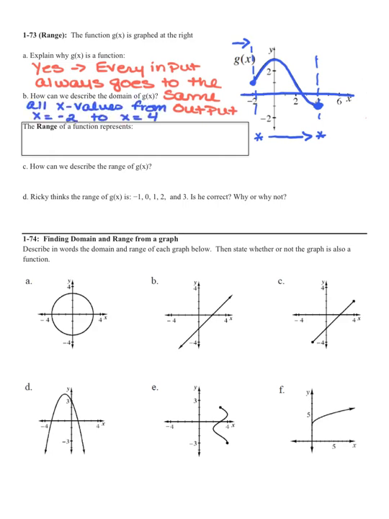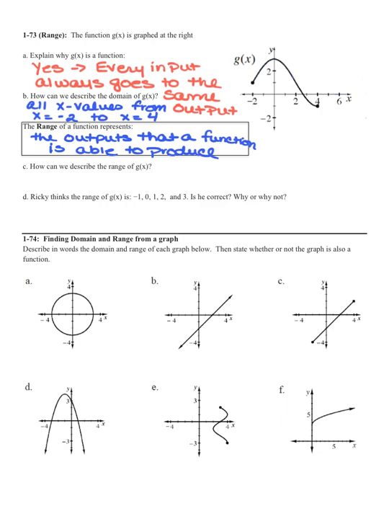If the domain is all of the x values that we are allowed to put into a function, the range is the set of all the y values or outputs that the function is able to give us. How can we determine the range from a graph? Again, I'm going to highlight an axis, and it's going to be the y-axis now. Just like with the x's, we read from the negatives to the positives.